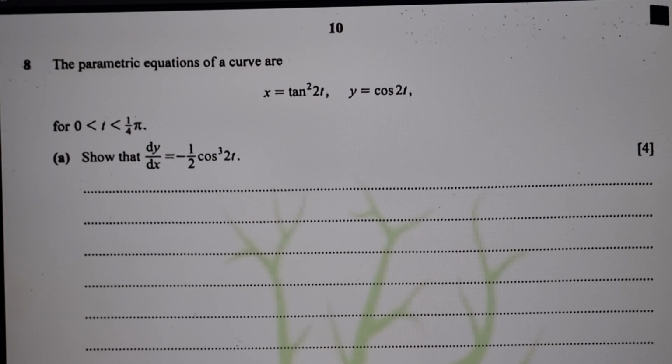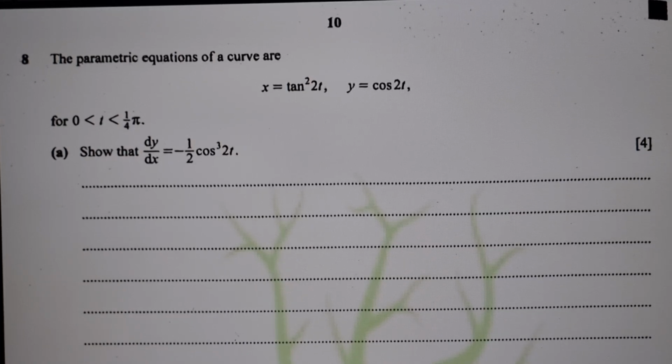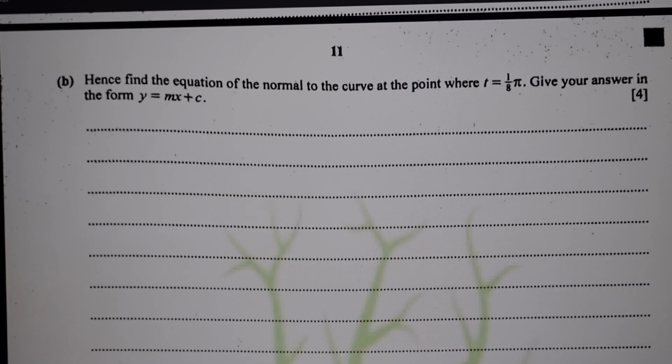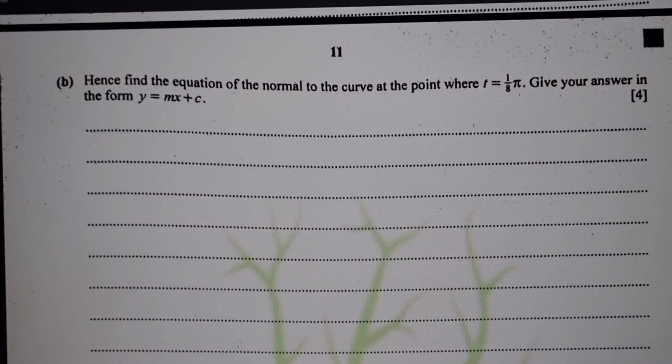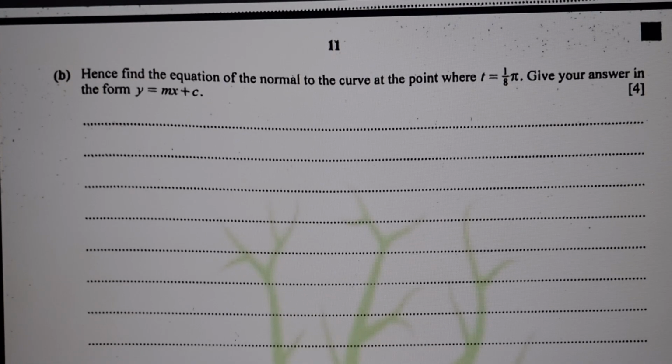Hi, question number 8. The parametric equations of the curve are x is equal to tan squared 2t, y is equal to cos 2t for 0 less than t less than quarter pi. Part A: show that dy by dx is equal to negative half cos cubed 2t. Part B: hence find the equation of the normal to the curve at the point where t is equal to 1/8 pi. Give your answer in the form y is equal to mx plus c.